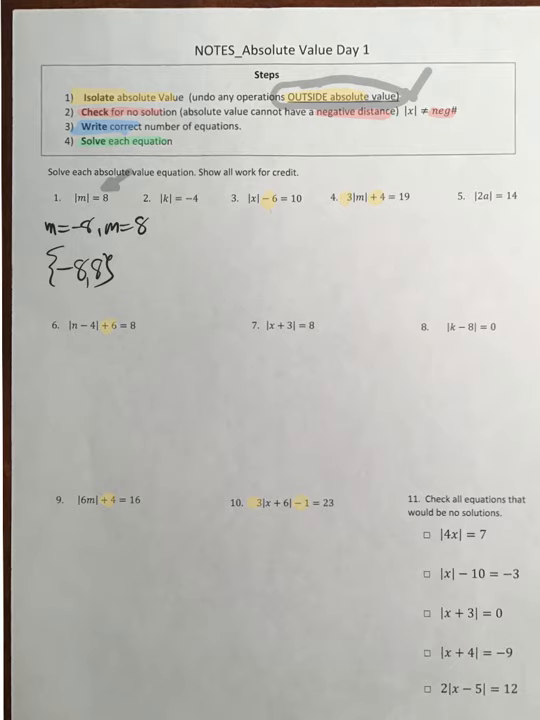Problem number 2. Isolate the absolute value. The absolute value is already isolated. So step 1 is already done. Check for no solution. You can't have a negative distance. So that would be a no solution.